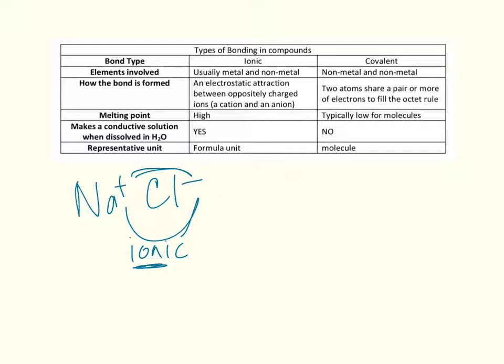And then in a covalent bond, two atoms share a pair or more of electrons to fill the octet rule. So the structures that we've been drawing in class look like this. And we know that carbon and hydrogen here are sharing these two electrons, and so that's a covalent bond anytime they're sharing electrons.